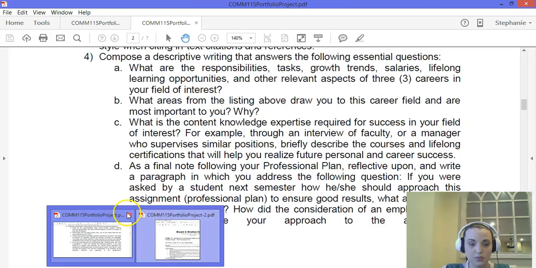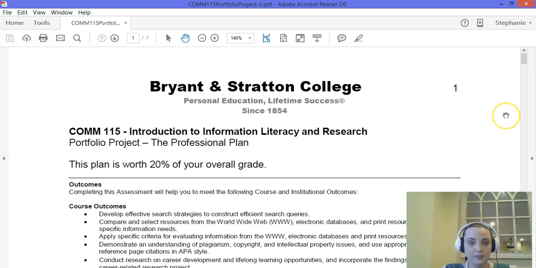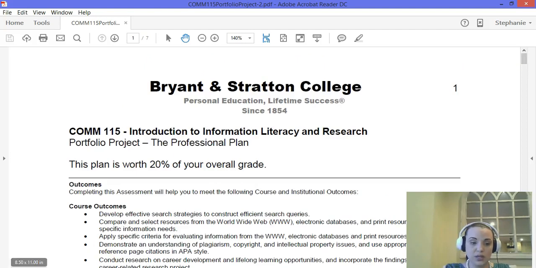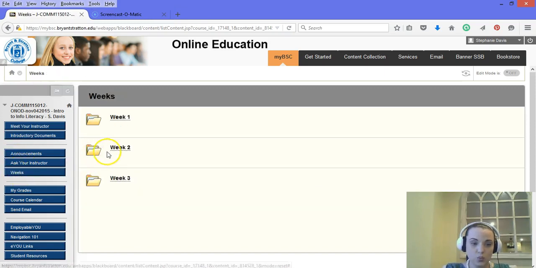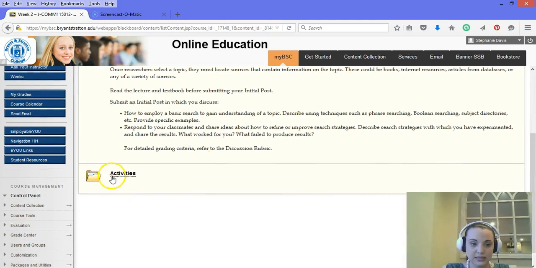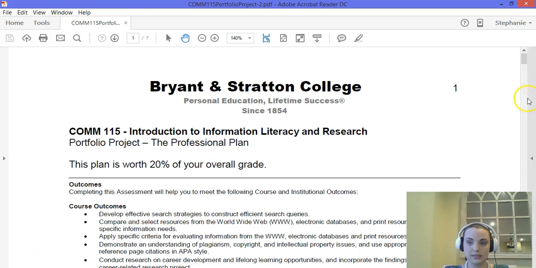I have 2 of these pulled up, so I want to take one of these down really quickly. I'm going to make this bigger so you can see it. Basically we went to weeks, we went to week 2, we scrolled down to activities, and then we clicked the portfolio project directions and rubric, and that brought up this. This is everything you're going to need to know about the project as a whole.